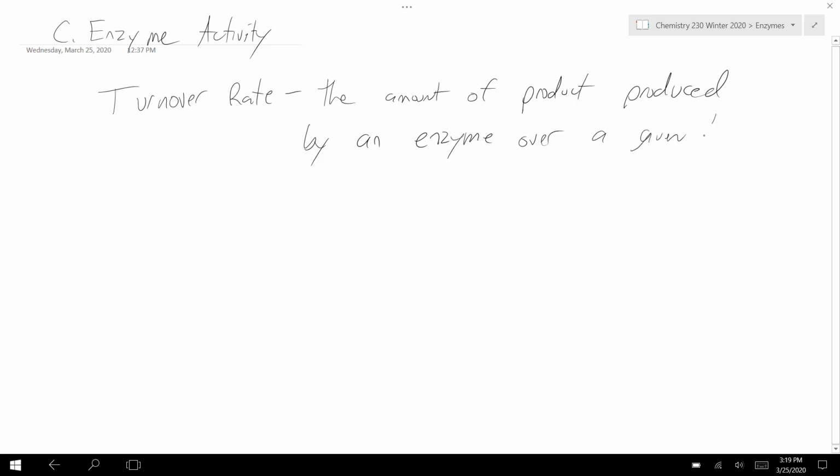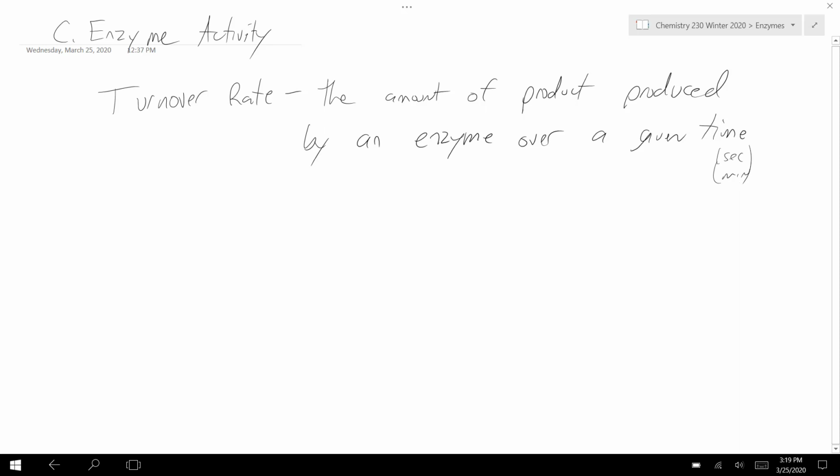When you think of a turnover rate, it's basically how much product is produced by an enzyme over a given amount of time. So the amount of product produced by an enzyme over a given time. And that can be, some people talk about seconds, it could be minutes, it could be hours. Usually it's pretty fast though, seconds or minutes.